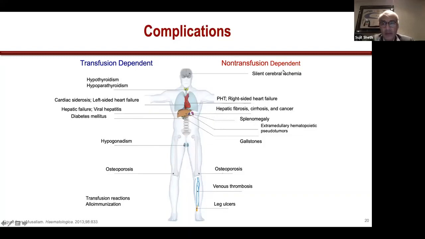And then the non-transfusion dependent patients mostly have complications related to the vascular disease, the vasculopathy that results from the abnormal cells causing vascular endothelial damage. So you can have silent cerebral ischemia and silent strokes. You can develop pulmonary hypertension and right-sided heart failure. You can develop venous thrombosis and leg ulcers. All of those are the vascular complications.